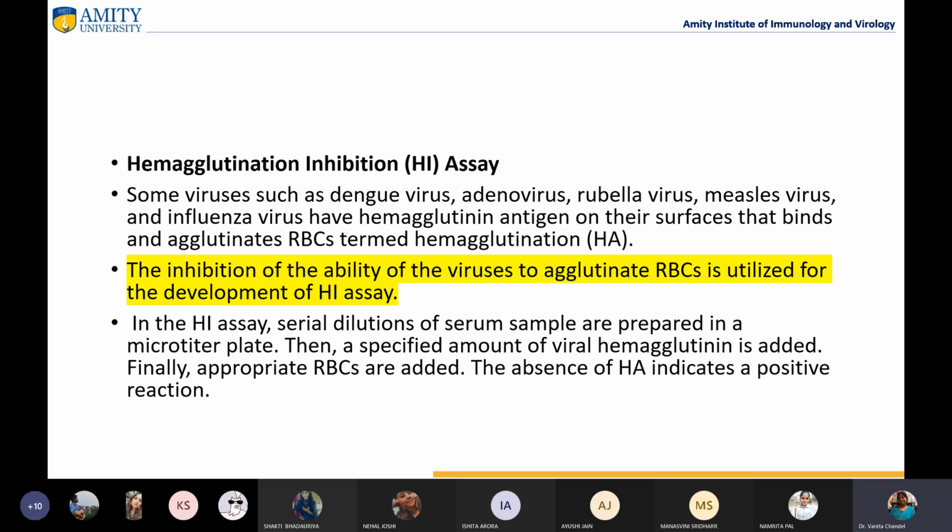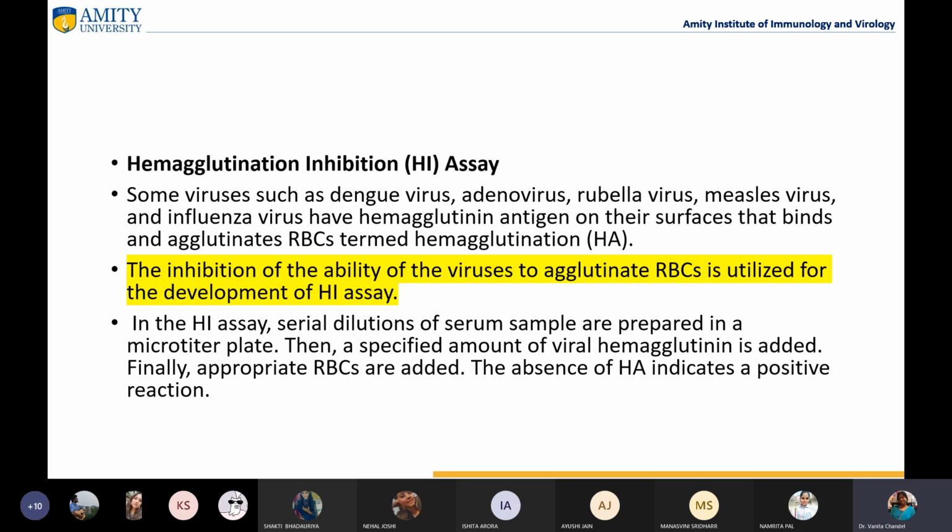And besides that there is another assay which is known as the hemagglutination inhibition assay. So this test is very commonly performed in the labs also. This test is done in the practicals in our institute also, when students do the lab practicals. So Dr. Shweta or Dr. Devinder, they do this kind of test.